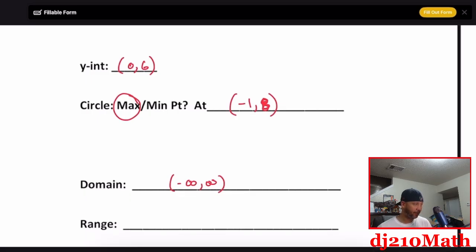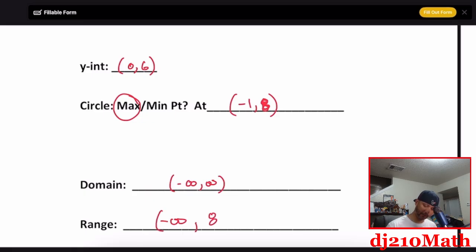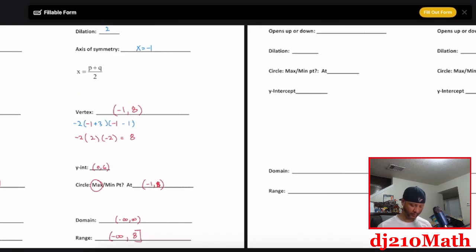All right, it opens down. So the range is going to go from -infinity to whatever the y value of the vertex is. In this case it is 8, with a bracket. Okay, we're almost there.